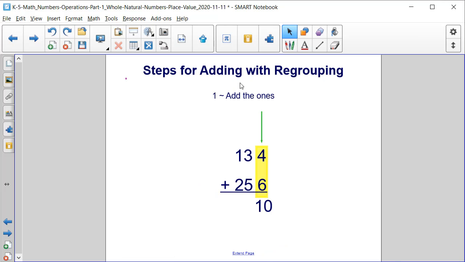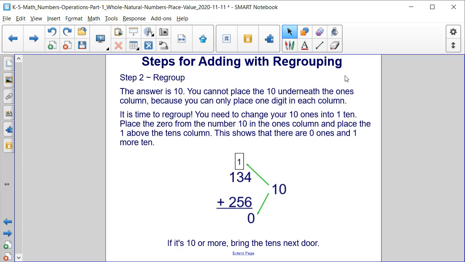We can also add 2-digit and 3-digit numbers together by regrouping. And when doing so, the first step is to add the ones. When we add 4 and 6 together, we end up getting 10. Step number 2 is to regroup. When we added 4 and 6 together, the answer is 10.